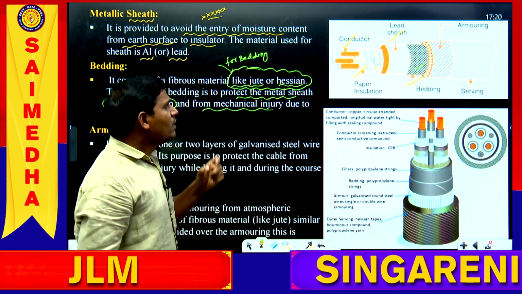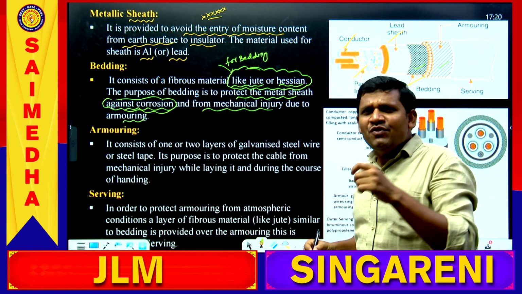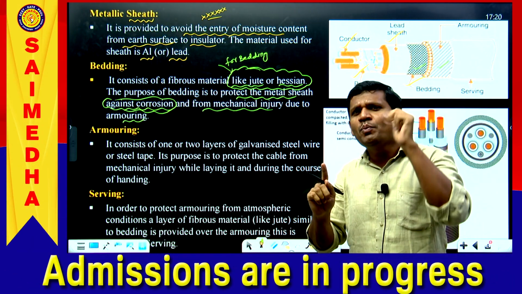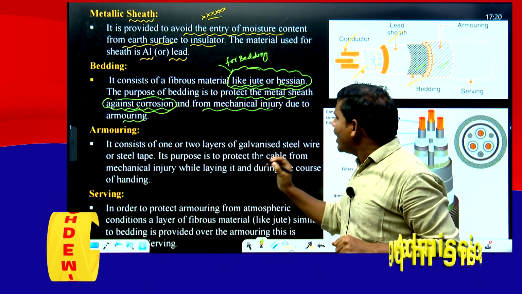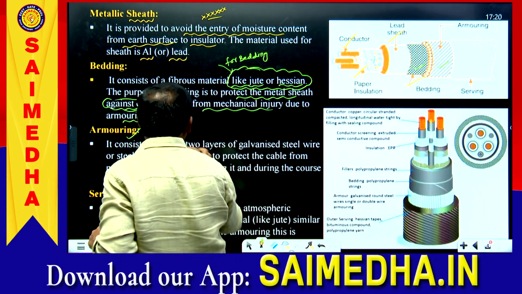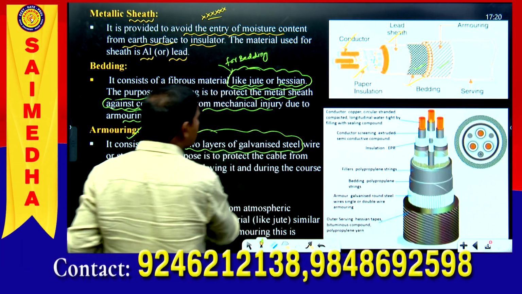The next, after bedding, we are placing the armoring. What is the function of the armoring, students? What is the material? What is the function? These two points mainly you have to concentrate on. It consists of one or two layers of galvanized steel. That is, armoring is made with galvanized steel, students.